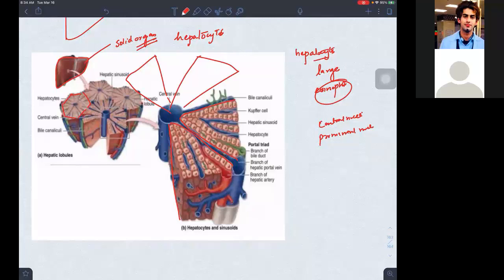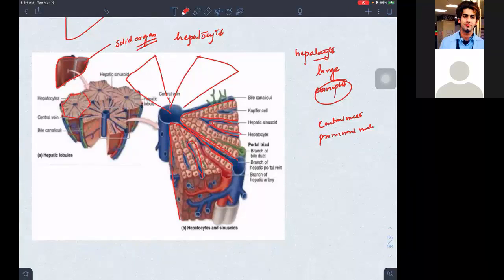Can we see some sinusoids in between them? Some spaces between them, sinusoids. Can we see some hepatic sinusoids? These hepatic sinusoids are actually intervening between these cells, isn't it? Okay. And what else do we have?